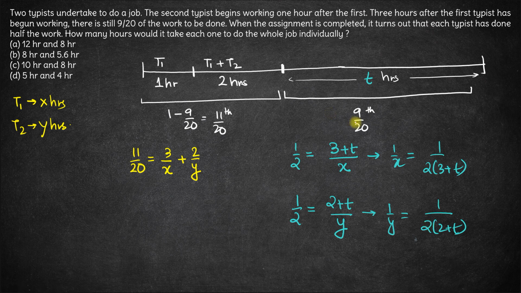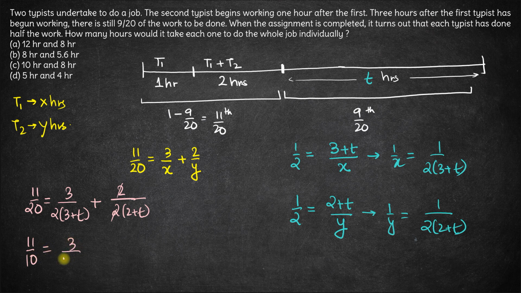Now substituting, effectively we have 11/20 is 3 times 1 upon x, where 1 upon x is 1 upon 2 times 3 plus t, plus 2 upon y, where 1 upon y is 1 upon 2 times 2 plus t. This is what we have, right? So the 2 gets cancelled out. Multiplying the whole equation by 2, this becomes 11/10 is equal to 3 upon 3 plus t plus 2 upon 2 plus t. Okay.